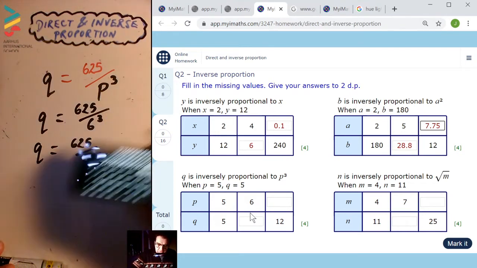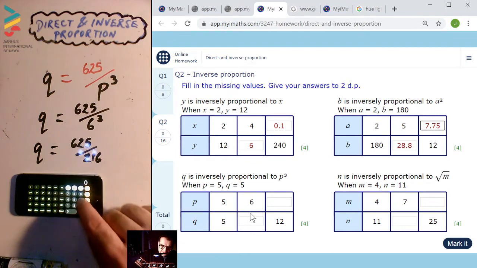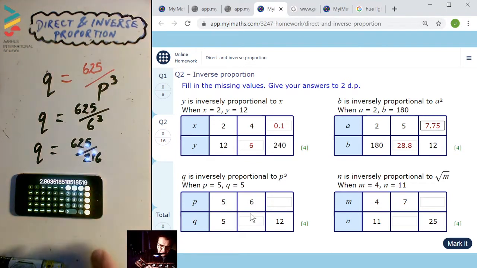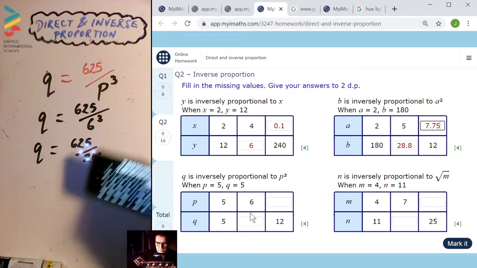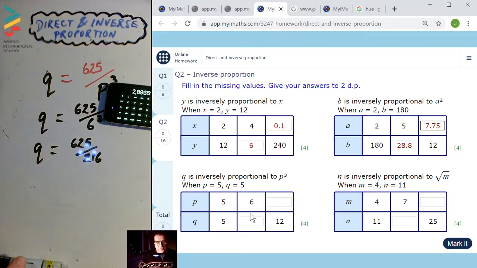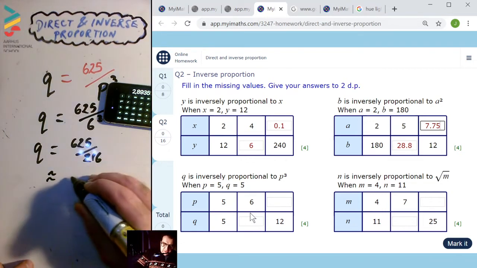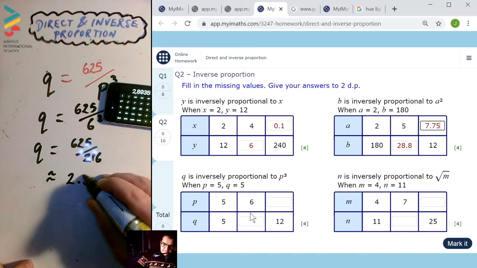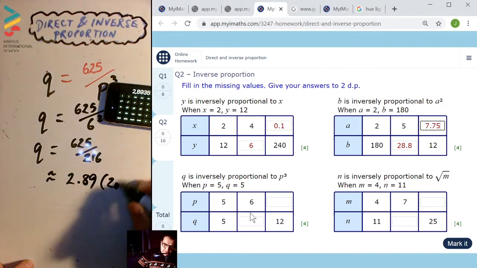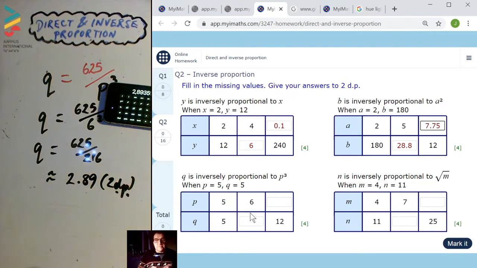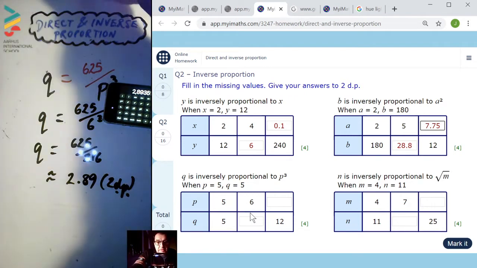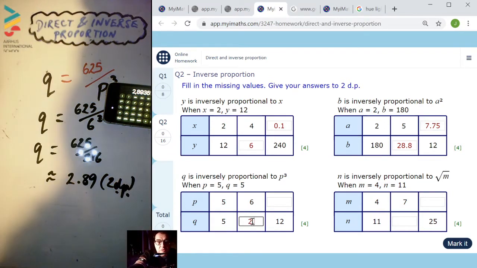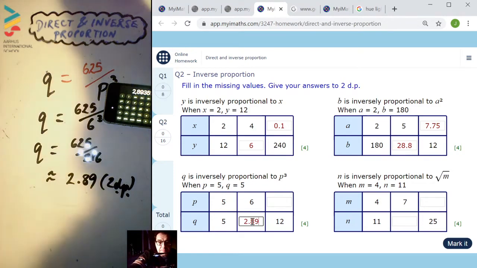Okay, so clear that from the last one. 625 divided by 216 is 2.8935. So that's going to round to 2.89 to 2 decimal places. So in the table, 2.89.